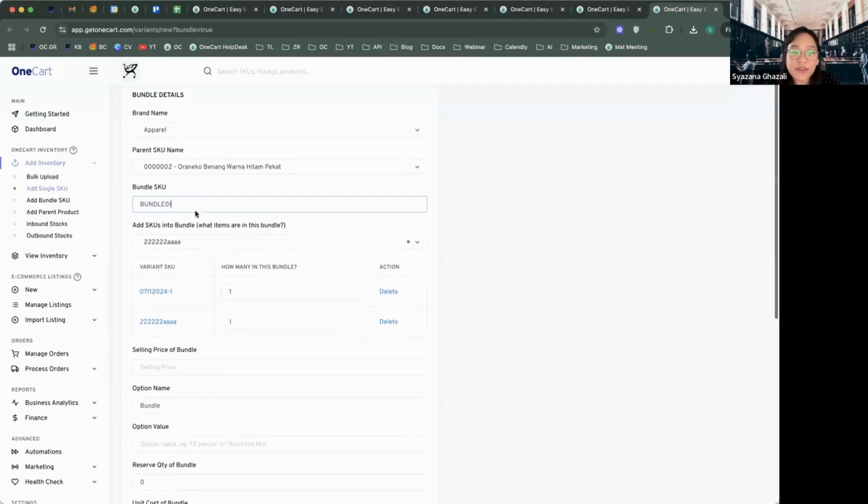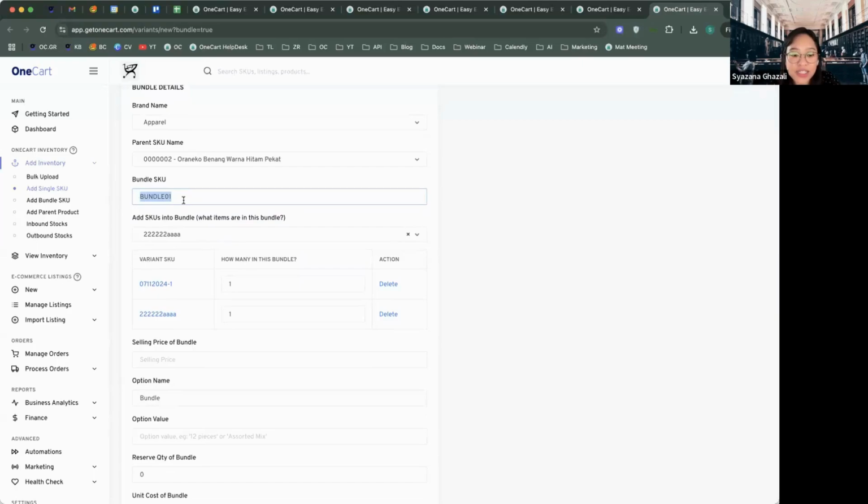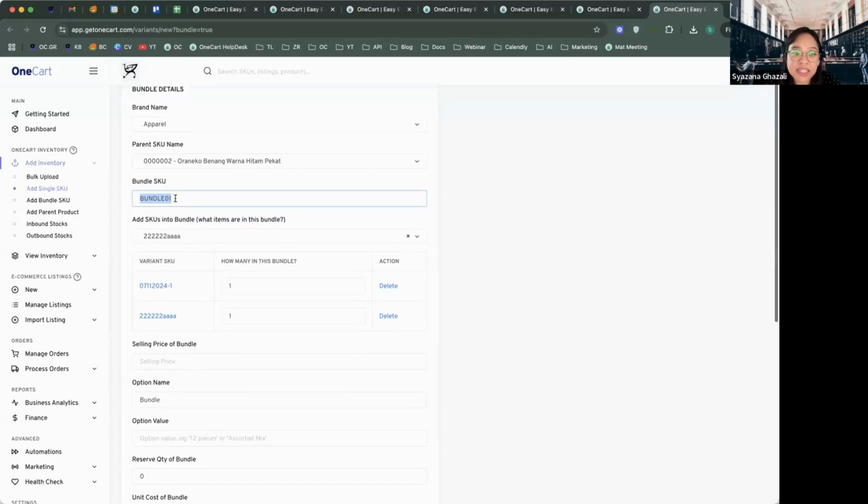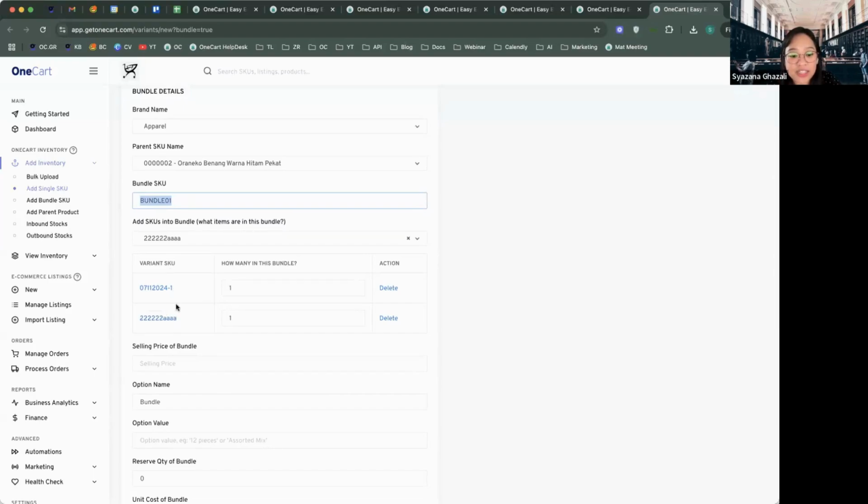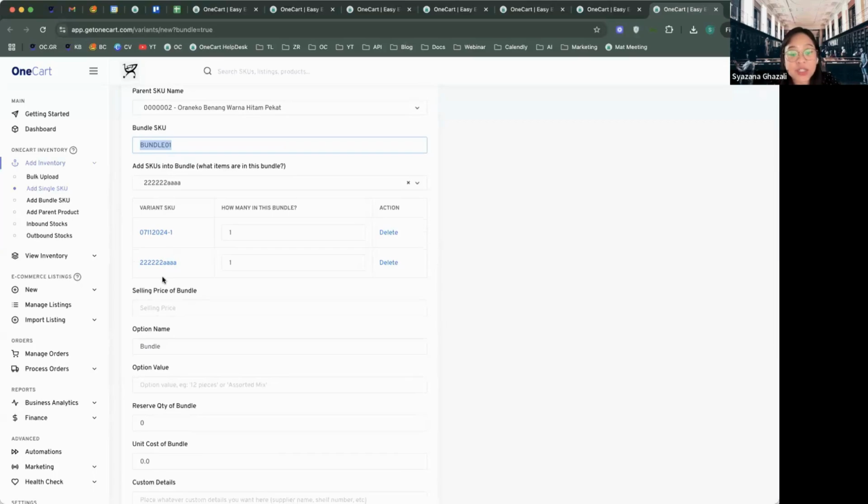Meaning to say, whenever OneCart sees order bundle 01, OneCart understands that this SKU consists of these two variant SKUs. So OneCart will deduct this accordingly. Your inventory is all properly tracked, properly deducted. There's no concern of a discrepancy in the sense of creating bundles. So creating bundles is important as well. I always encourage users to create bundles here, because it's a no-brainer. You don't have to calculate them. OneCart will do everything for you. You just have to identify your slow and fast moving SKUs and bundle them up.